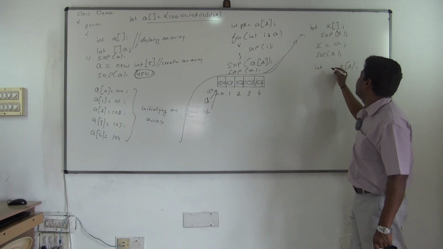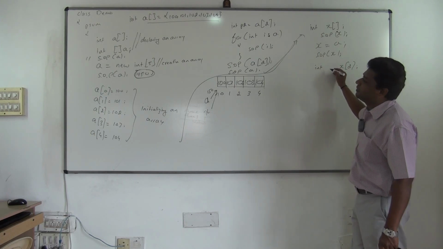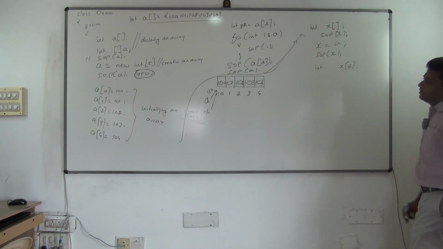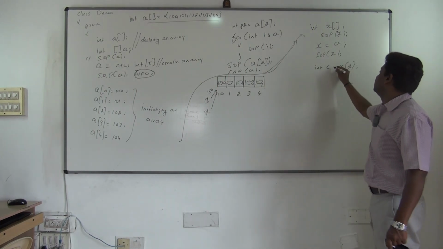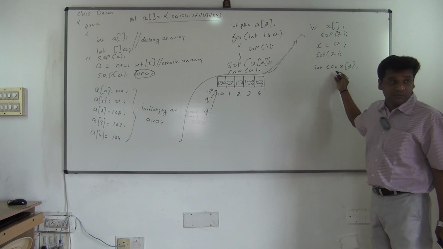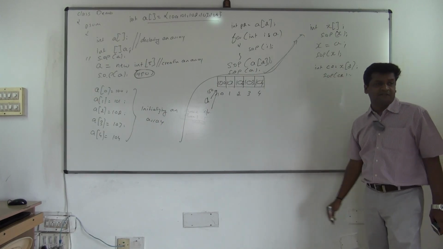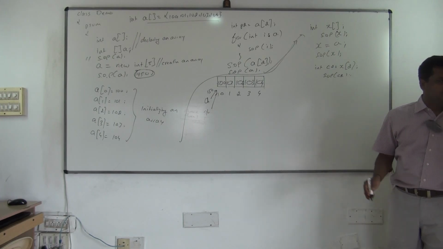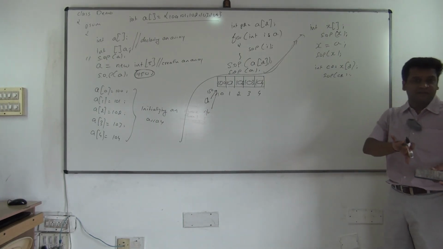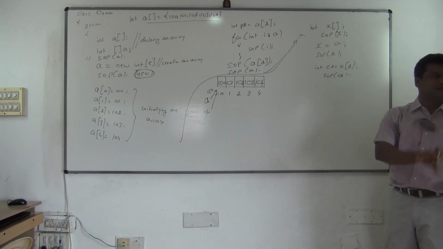I can take one variable, int C. We could use any other variable, A, B, C, so I'll take C. Int C2. So SOP C2 will print what? The value from the second index, that is 1 or 2. Like this you can work. Understood now? Just understand how you are assigning it to a local variable.